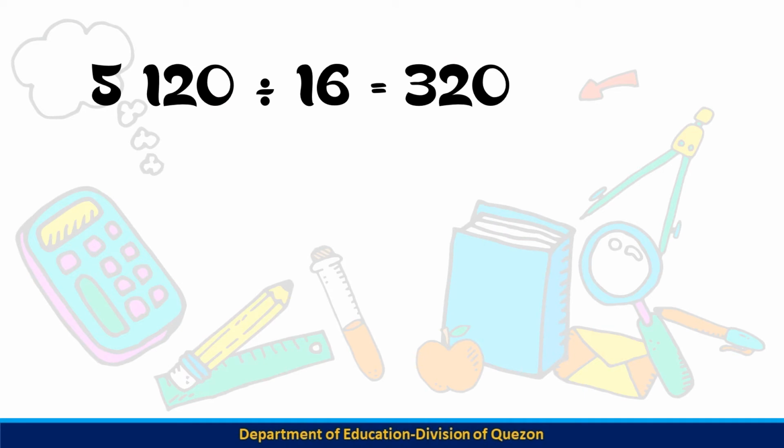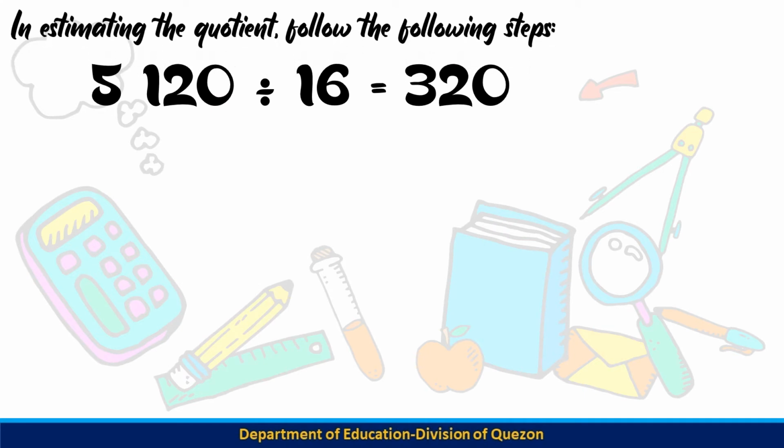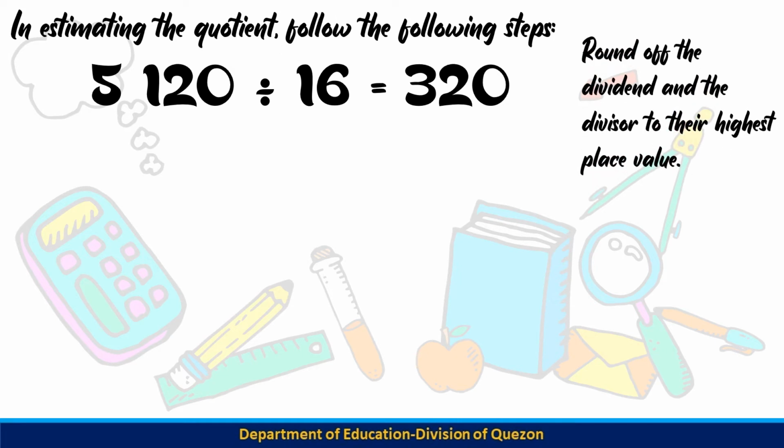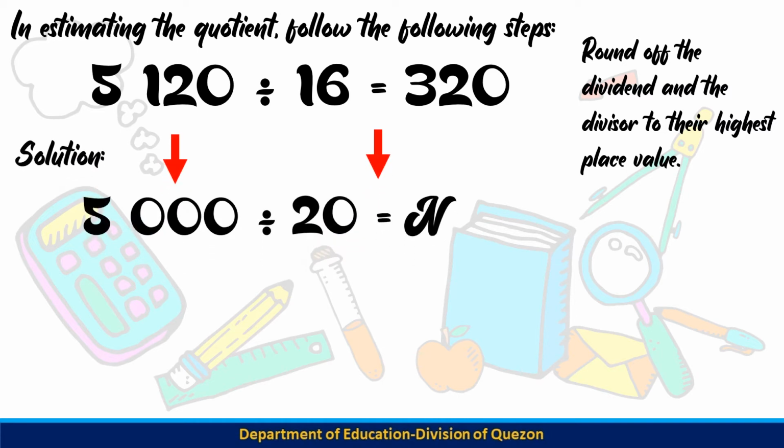Now let us proceed to estimate these numbers. Follow these steps. The first step is to round off the dividend and the divisor to their highest place. Kagaya kanina, nag-round off po tayo ng dividend and divisor. So, 5,120 and 16 will become 5,000 divided by 20 equals N.